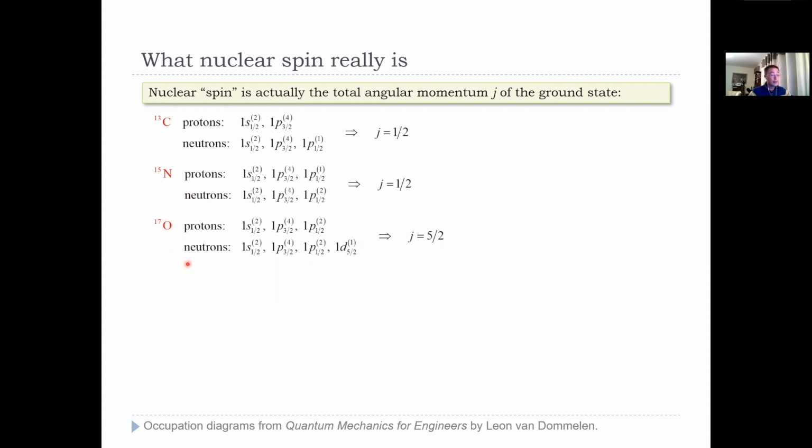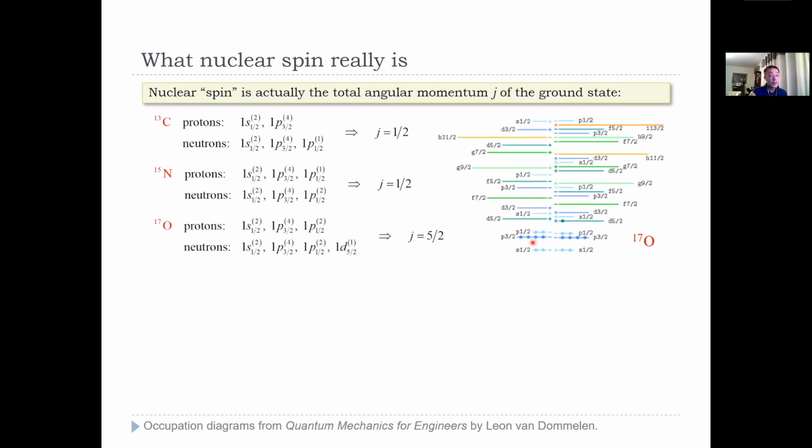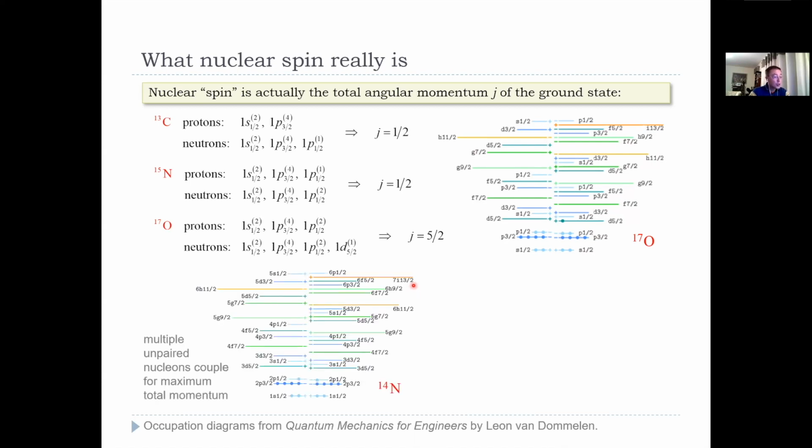So what you have here in oxygen 17, and that's the occupation diagram. So these are the proton energy levels. See, they're ever so slightly higher in energy because of the Coulomb repulsion. And these are the neutron levels, and you have this single unpaired neutron kicking about in d5/2. And this is why you have the total, what we chemists call spin 5/2 for the oxygen.